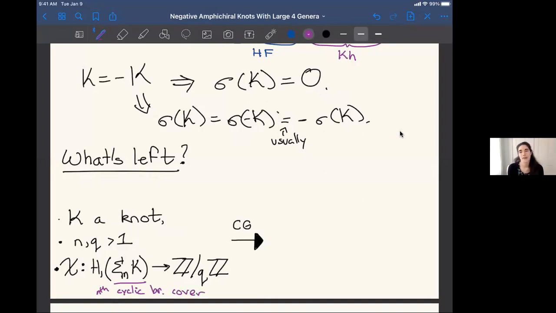And I look at a map on its first homology. And to get interesting results, I want n and q to both be prime powers, though they're defined either way. Okay, so with this setup, what do I get? I get a rational number.